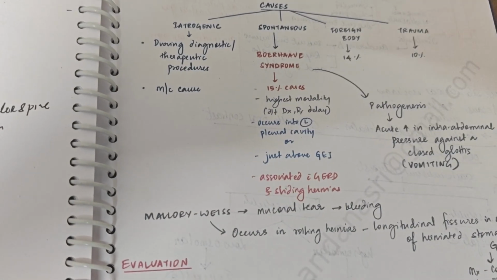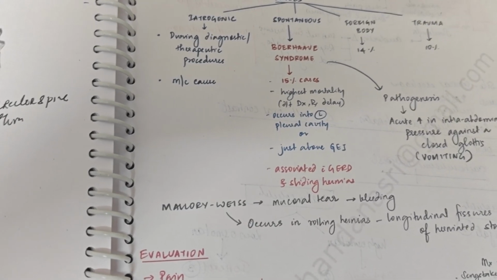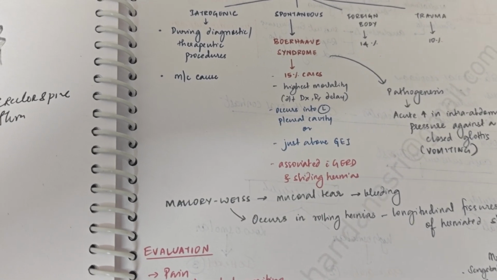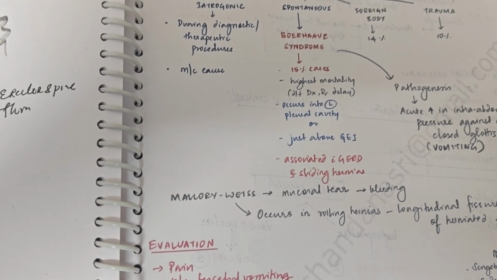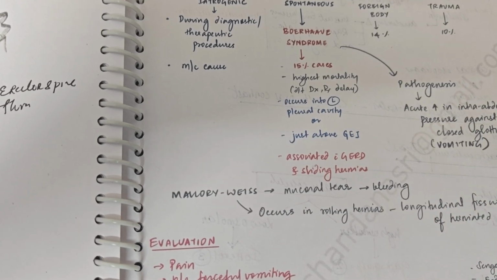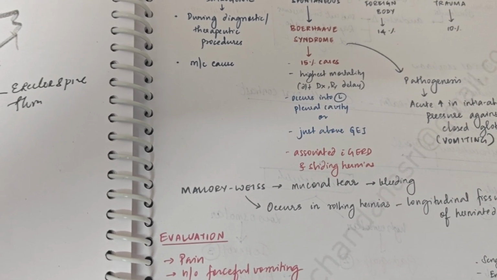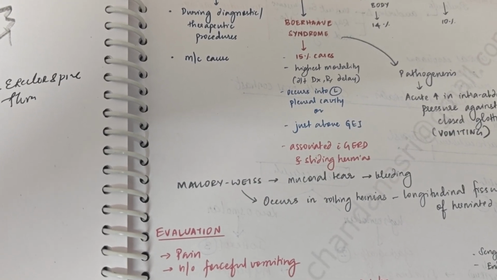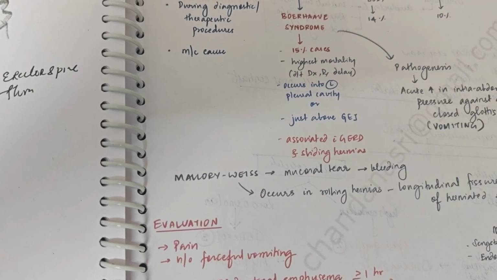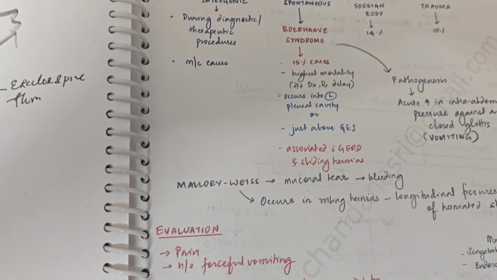Boerhaave syndrome. That's what it's trying to tell us. The rupture occurs in 15% of cases and has the highest mortality. Why is the highest mortality seen in Boerhaave's cases? Because of late diagnosis and treatment. It occurs into the left pleural cavity, and where exactly? Just above the gastroesophageal junction. This is associated with GERD, gastroesophageal reflux disease, and is also associated with sliding hernia.